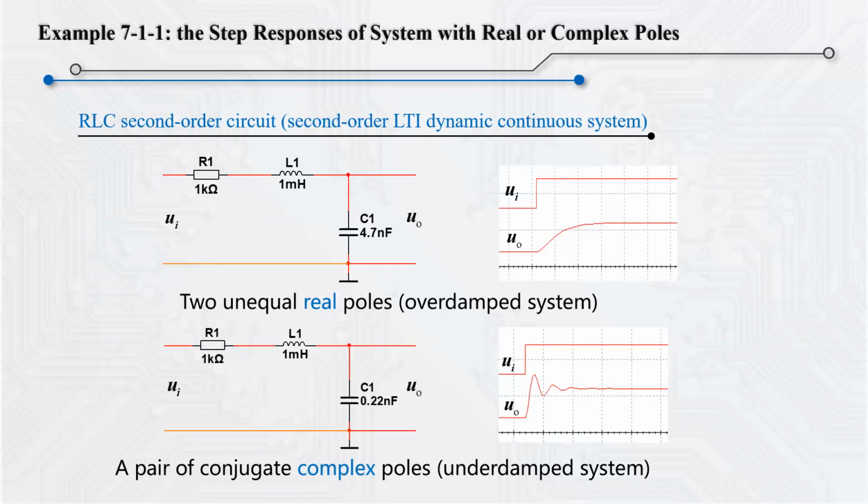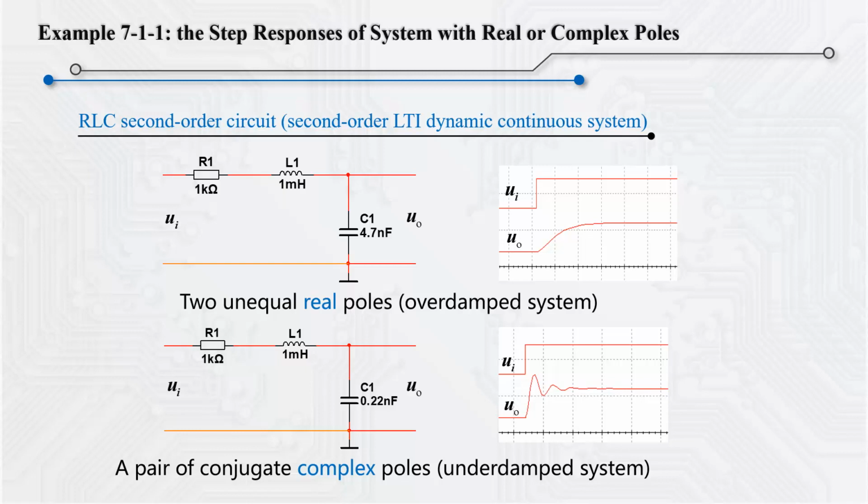We can further demonstrate the relation between poles and time domain response with the following examples. This is a typical RLC second-order circuit. If the resistance, inductance, and capacitance take such values, its system function has two unequal real poles. We call such a system an overdamped system. With a step input, the output of the system will be an exponential response pattern.